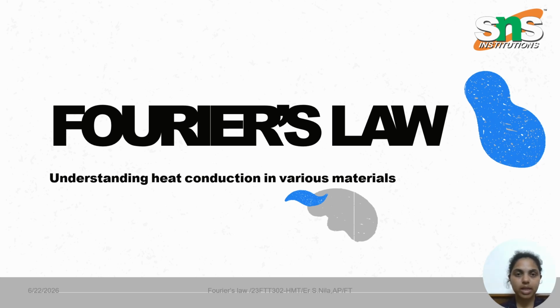Fourier's law is the cornerstone of heat conduction. It tells us that the rate of heat transfer through a material is proportional to the negative temperature gradient and the material's thermal conductivity. In simple terms, heat always flows from hot to cold regions. This law helps us predict how heat moves in solid foods and processing equipment.